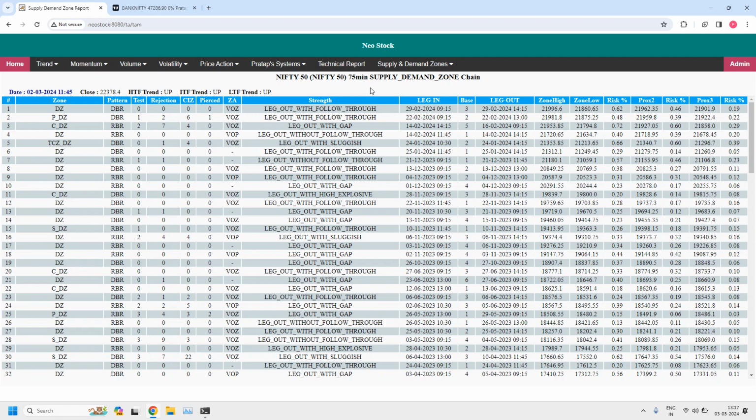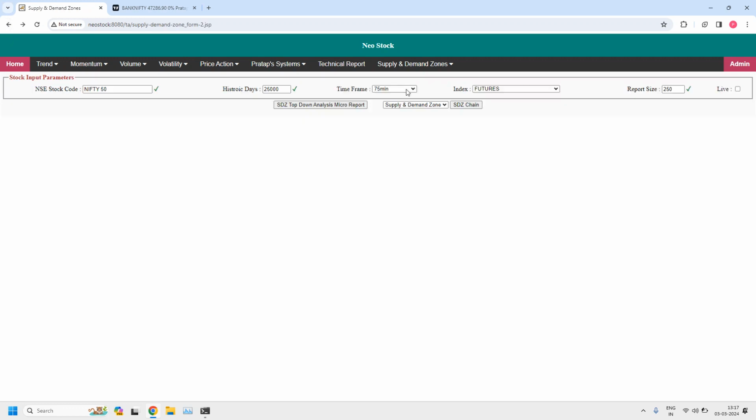That's why people mostly follow either 125 or 25 minutes. Rarely do you see a difference between 125 and 25 minutes. Okay, let's go back. Changing the time frame to 25 minutes and I am generating the report. Also, the 25 and 15 minute zones will be correlated; they could be almost similar.